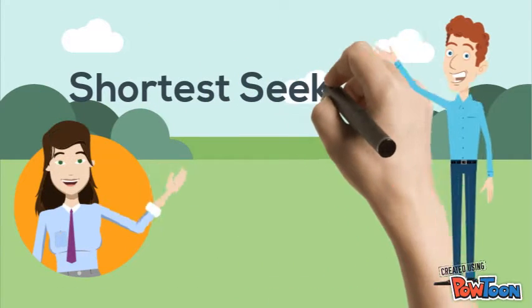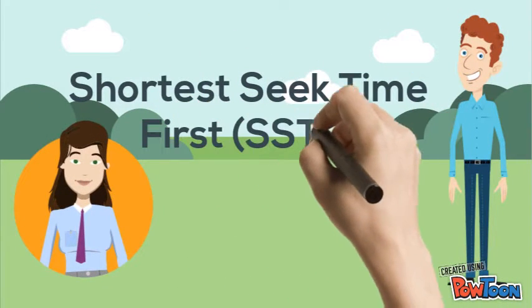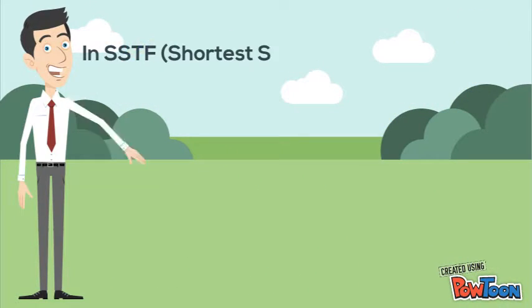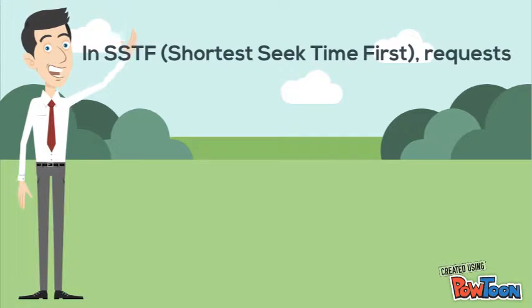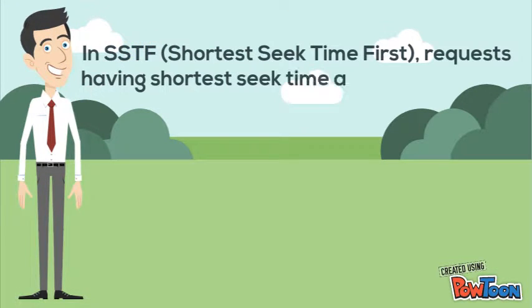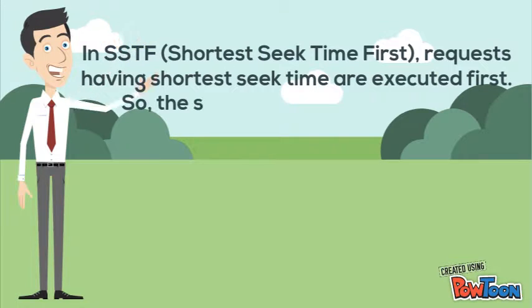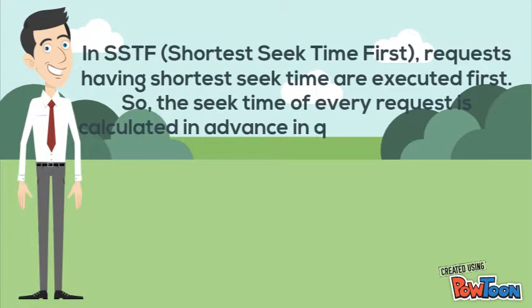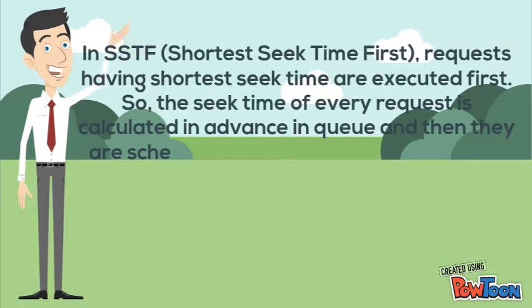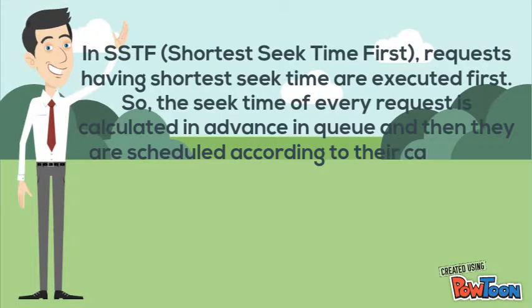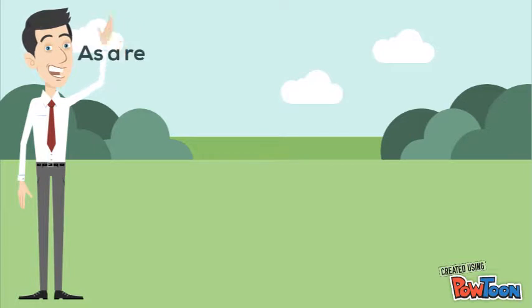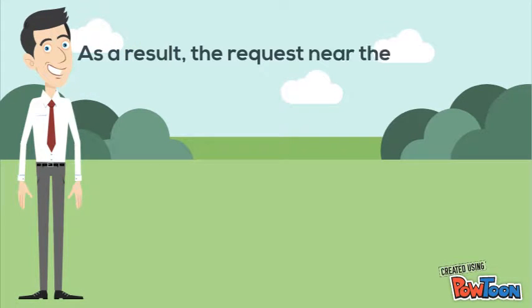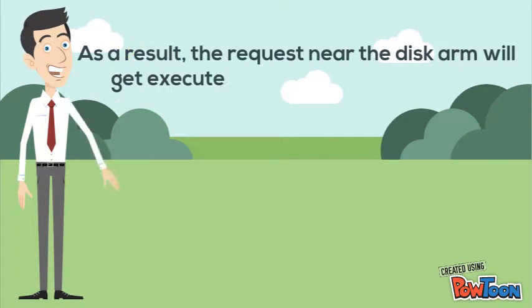Shortest seek time first, SSTF. In SSTF, requests having shortest seek time are executed first. So, the seek time of every request is calculated in advance in the queue, and then they are scheduled according to their calculated seek time. As a result, the request near the disk arm will get executed first.